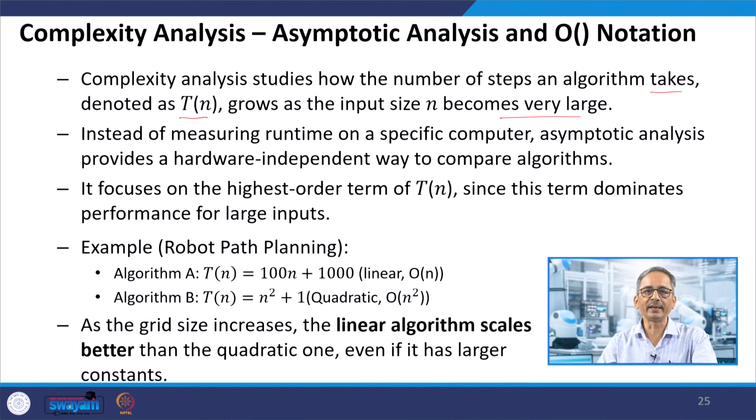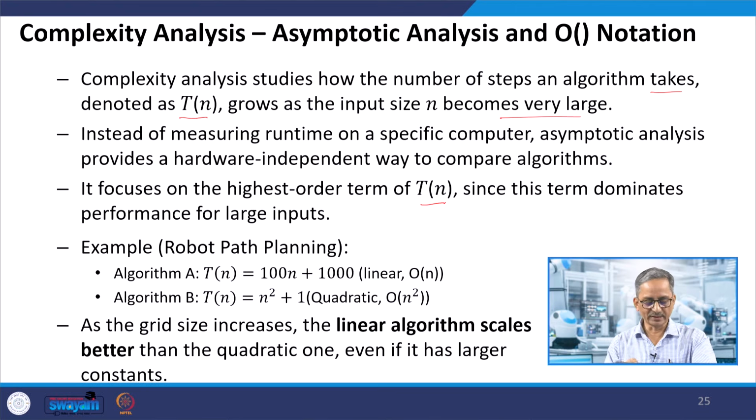Instead of measuring runtime on a specific computer, asymptotic analysis provides a hardware independent way to compare algorithms, to see which algorithm is taking less time. It focuses on the highest order term of T(n), since that term dominates performance for large inputs.